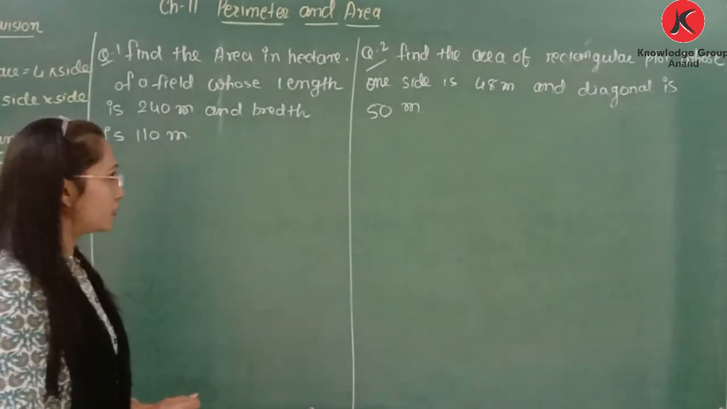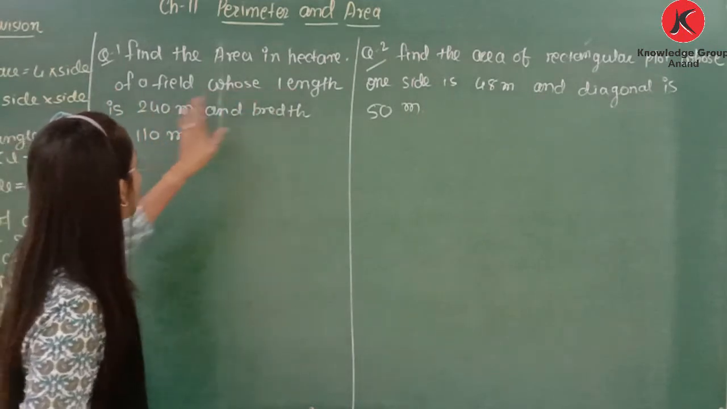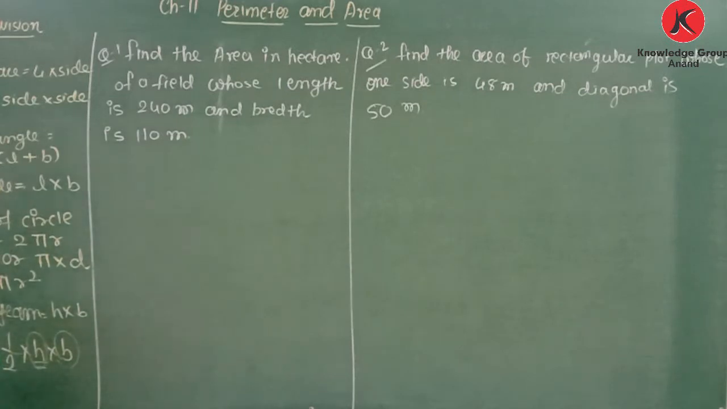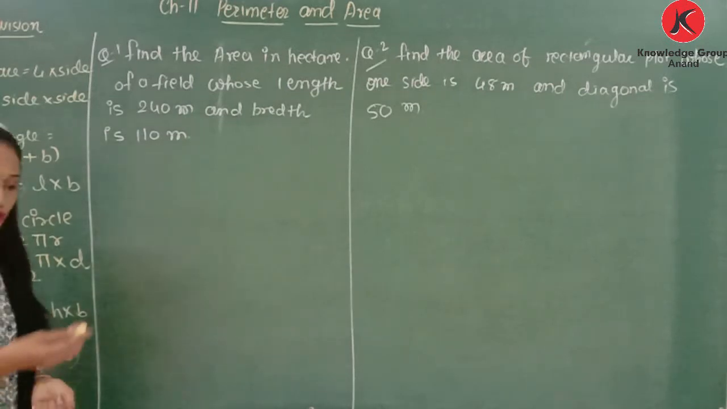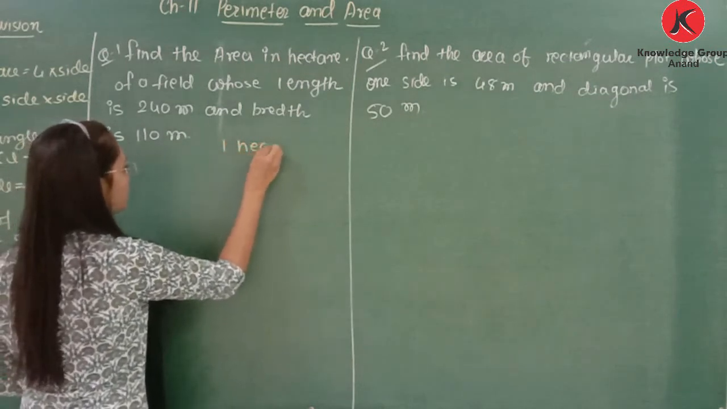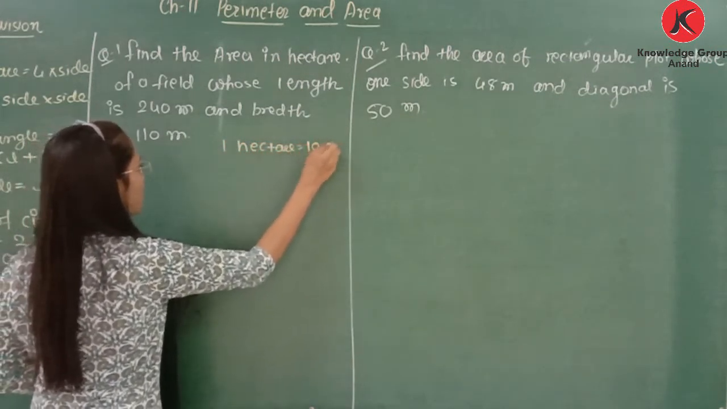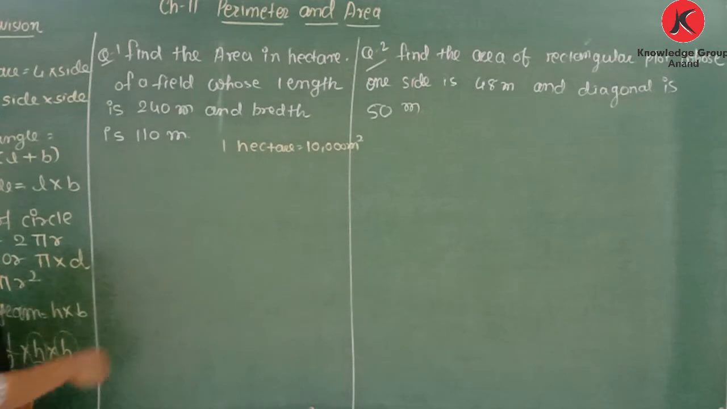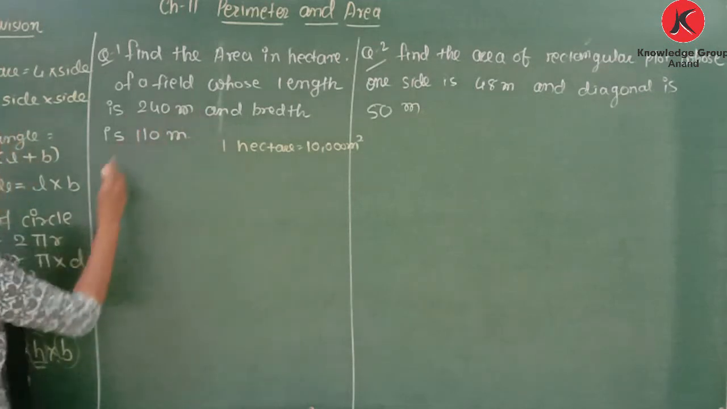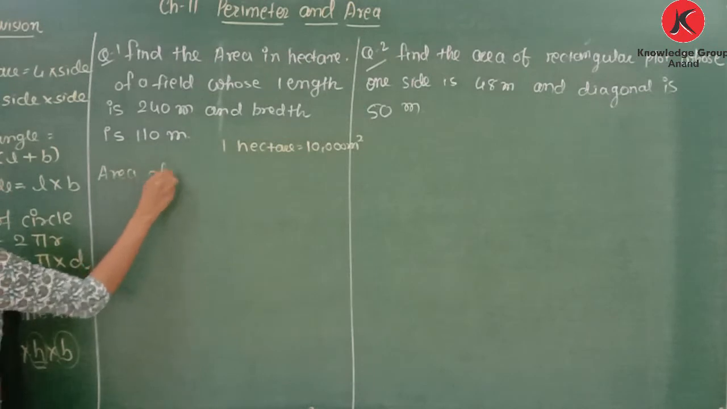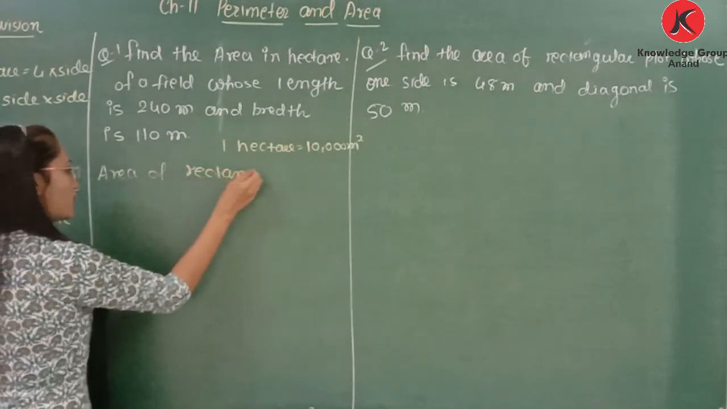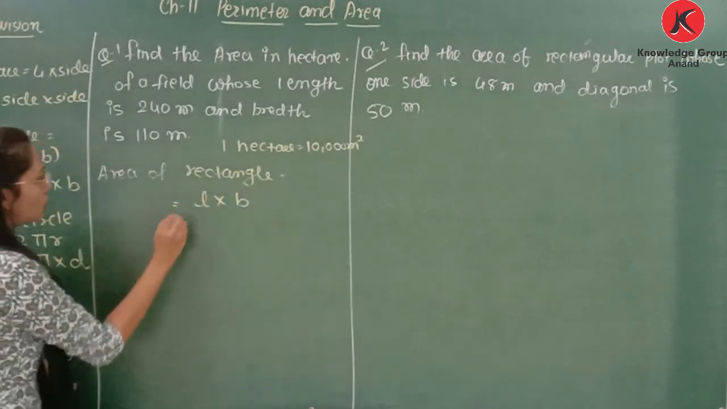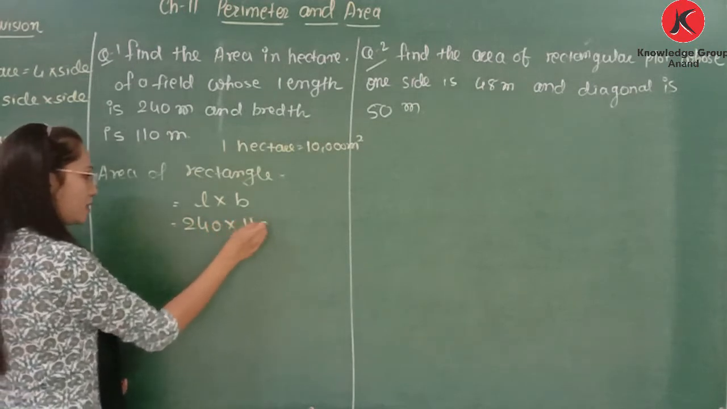Find the area in hectare of a field whose length is 240 meter and breadth is 110 meter. So you need to find the value in hectare. We already learned the conversion of units. So we need to remember 1 hectare is equal to 10,000 meters square. You need to remember this value. This can be asked for fill in the blank or MCQ. So first find the area of the rectangle. What is the equation? That is length multiplied by breadth. So length is 240 and breadth is 110.